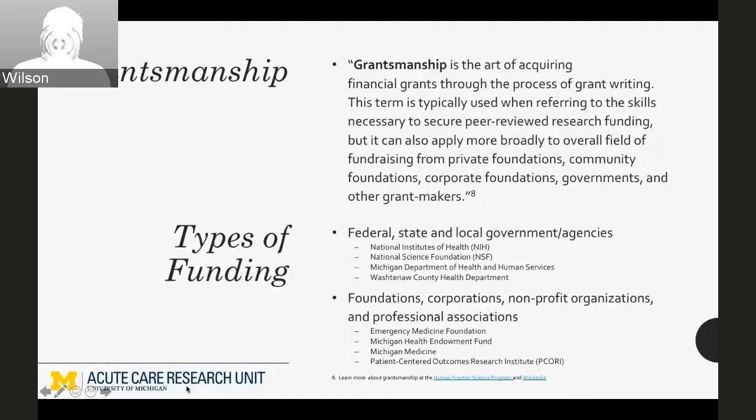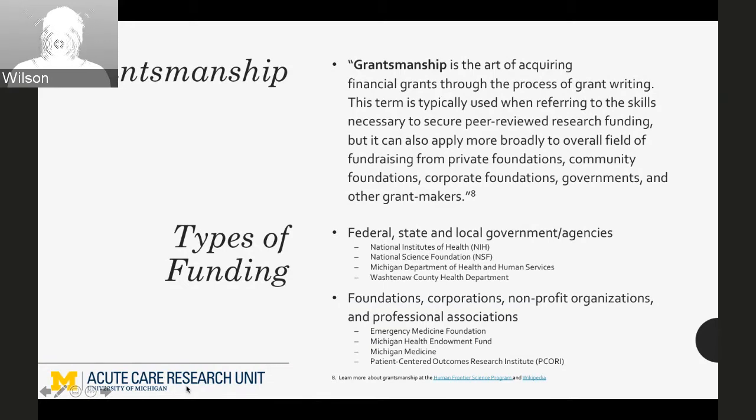Grantsmanship is the art of acquiring financial grants through the process of grant writing. This term is typically used to refer to the skills necessary to secure peer-reviewed research funding, but keep in mind it can also apply to more broad fundraising opportunities. This may include fundraising from private foundations, community foundations, corporate foundations, governments, as well as other grant makers.